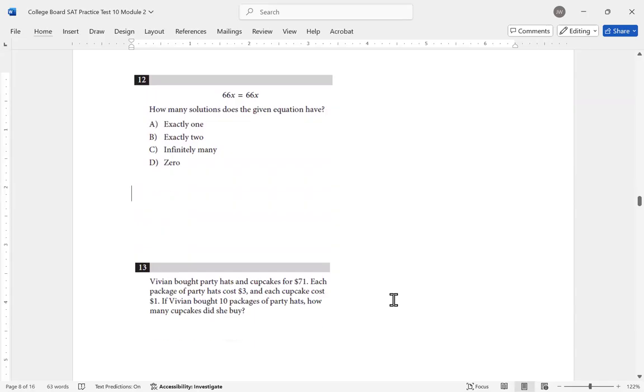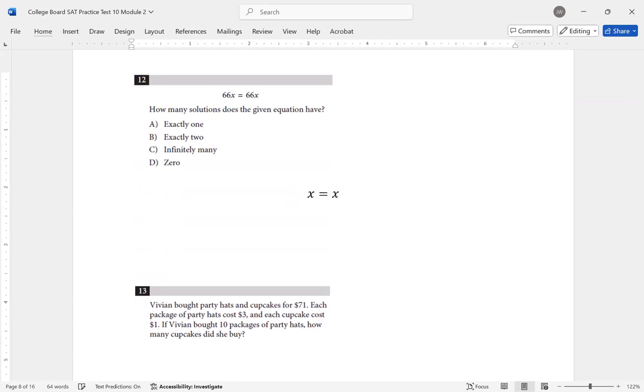Question 12. How many solutions does the given equation have? We have 66x is equal to 66x. If you divided both sides by 66, you'd get x is equal to x. And you ask, well, what numbers can I plug in to make that true? And the answer is any real number I can plug in, and that would be true. So what we get is a solution which is either all real numbers or infinitely many solutions.